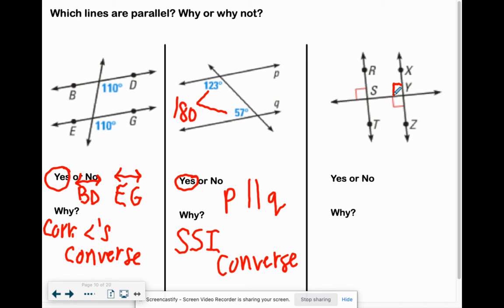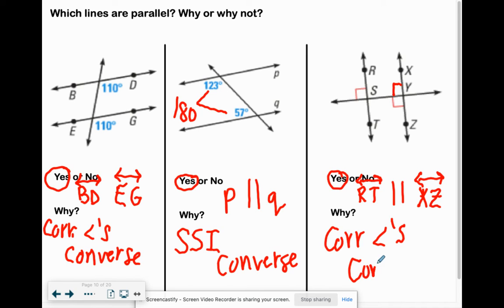They're corresponding angles, right? These are in matching spots, so we do have parallel lines. Which lines would be parallel? RT, that's a good one, is parallel to XZ. And what's our reason? Corresponding angles, converse.